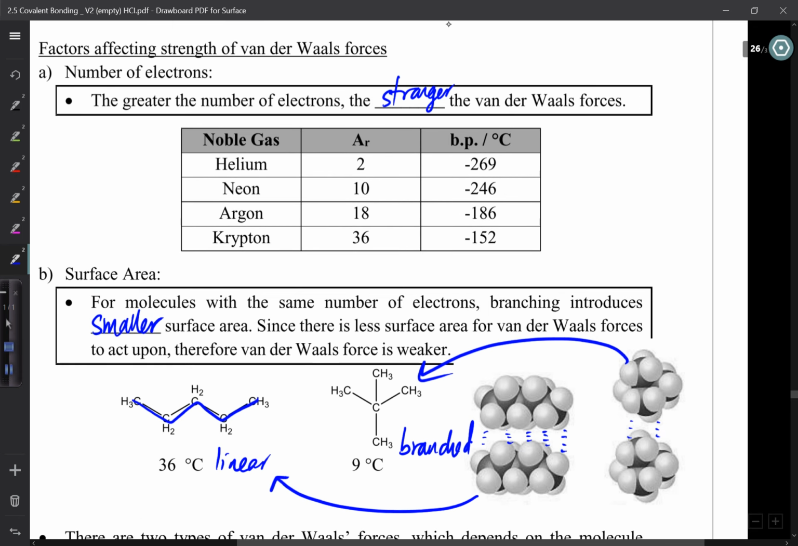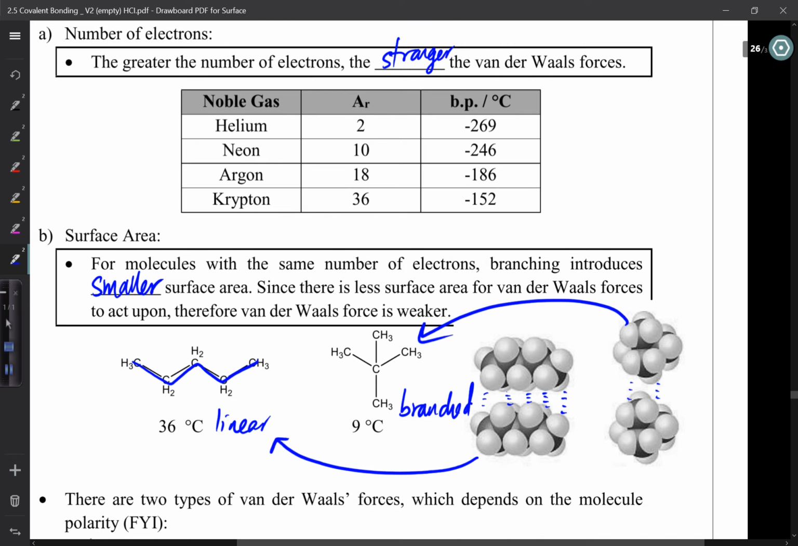But I believe for the number of electrons you should cover. Right? Also, they don't go into factors. See whether you want to buy insurance.